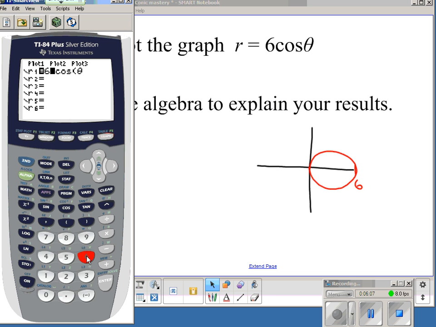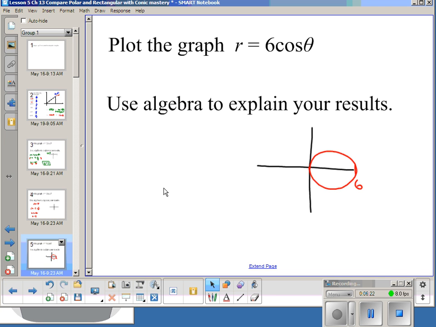So I'm going to have 6, let's get rid of that divide, and there's my graph. It doesn't look particularly circular, but it is. That has more to do with my window than anything else. So I said yesterday we were going to look at why this happens, and so we are.